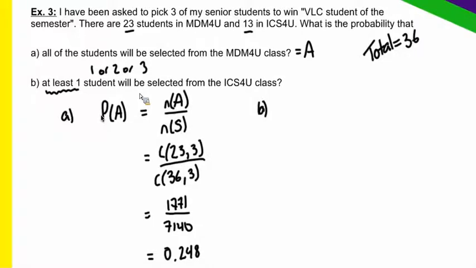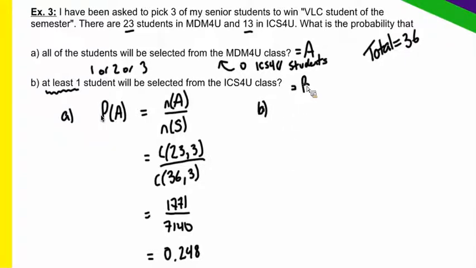notice that the answer to part A was really the case that 0 students were from ICS4U. So that was the 0 case, and that was event A, right? If they're all selected from the data management class, that means none of them are selected from the ICS class. And so this is the complement of the set. At least one student means you're not taking no ICS4U students, you're taking at least one of them. It means you're not taking all data management students. So we could actually just jump to this.